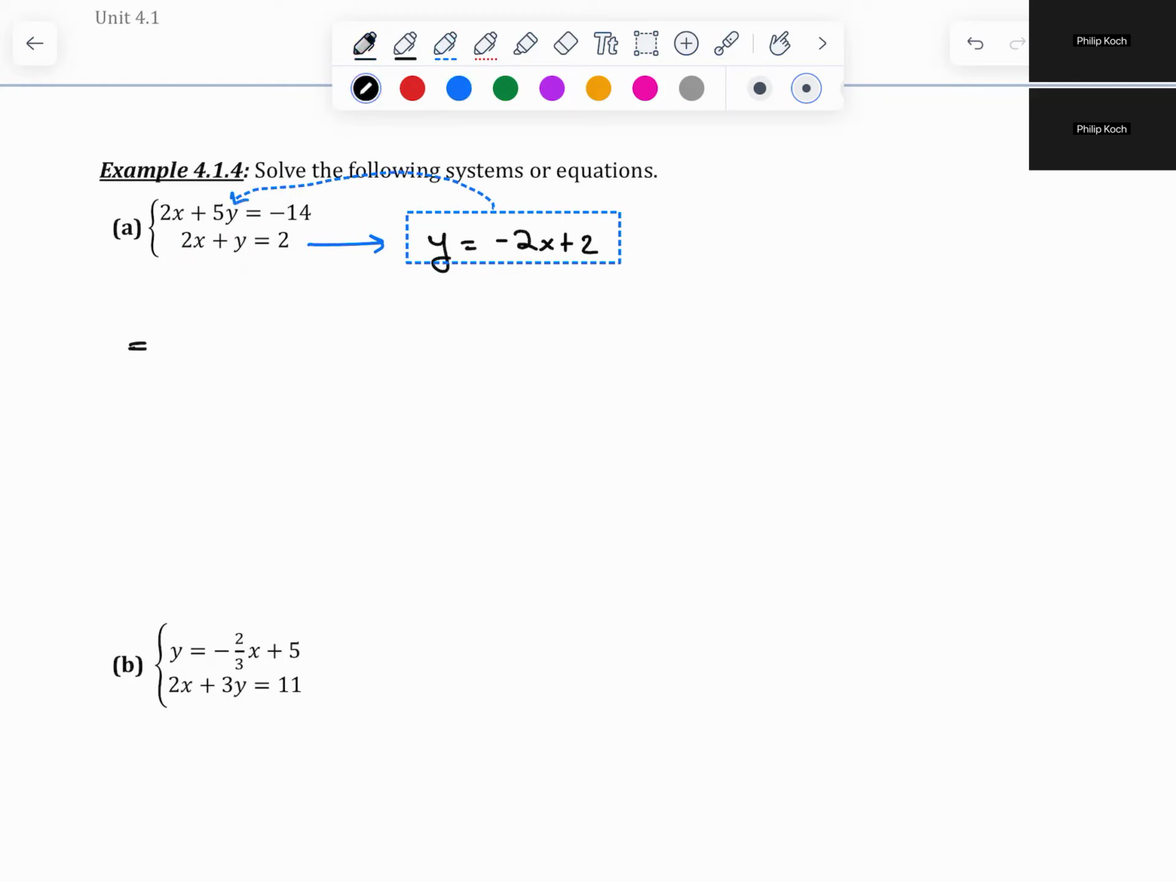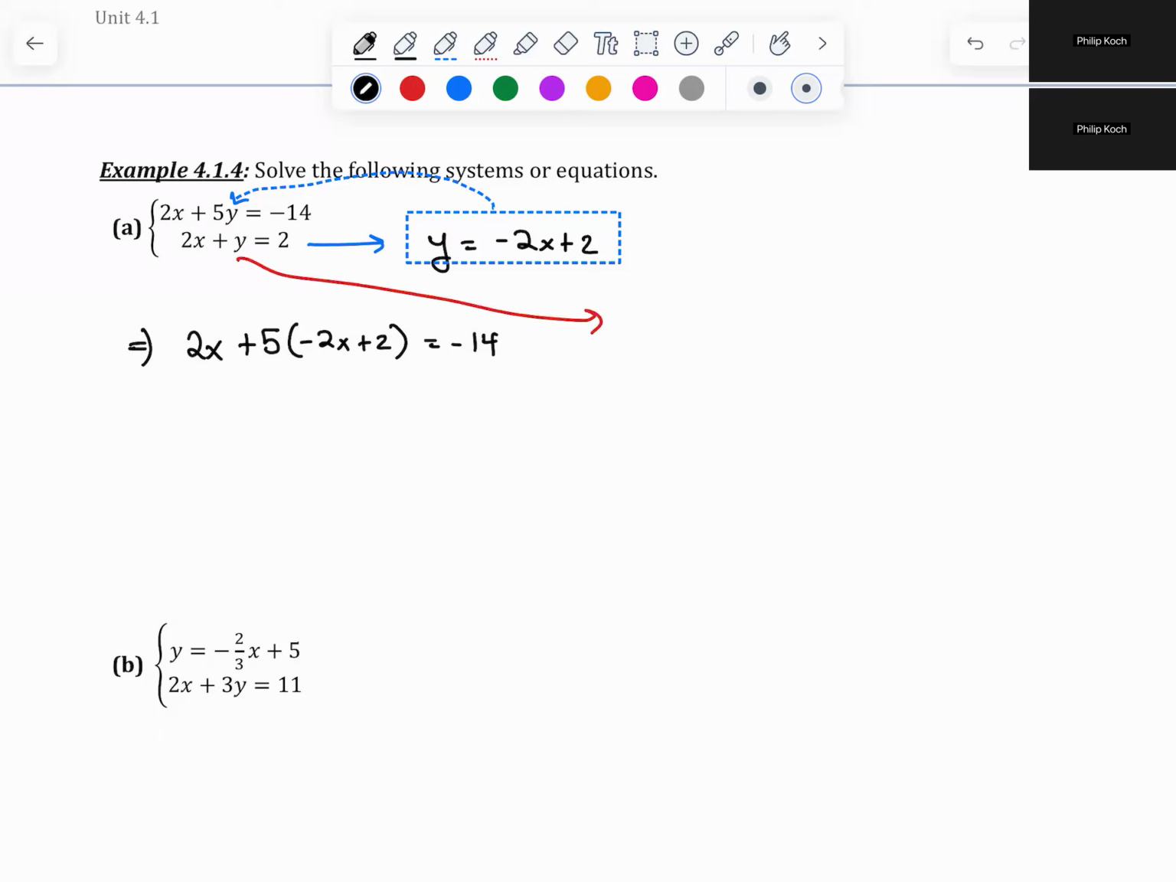So we get 2x plus 5y, but y is equal to -2x plus 2 equals -14. And we'll solve that. Yes, Jake. All right, you just solved for y. That was just because y was by itself. There's nothing wrong with solving for x there. You could do it. You could solve for x. So you could do this instead.